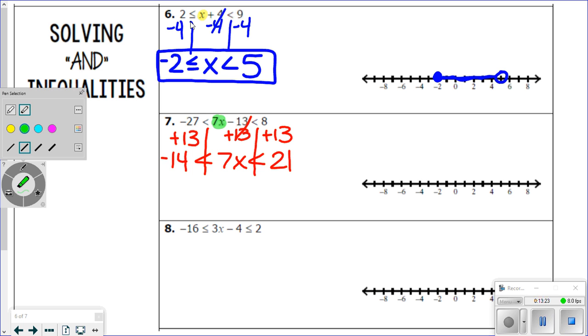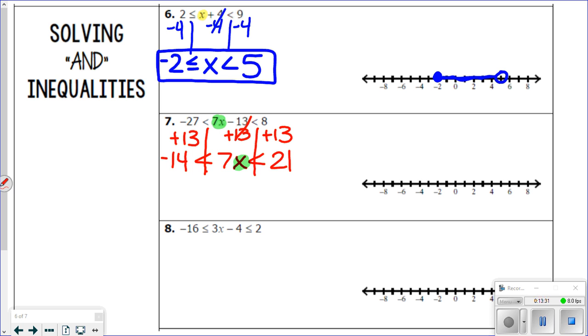Is x alone yet? No, it's not. It has a 7 in front of it. So 7 and x are being multiplied. So the opposite of multiply is divide by 7. Now I have to do it to my 2 other sides. So over here on the left, divide by 7. On the right, divide by 7.